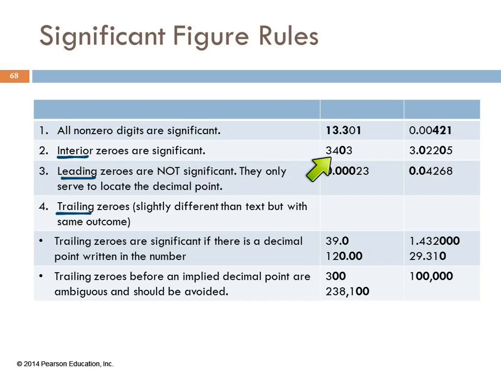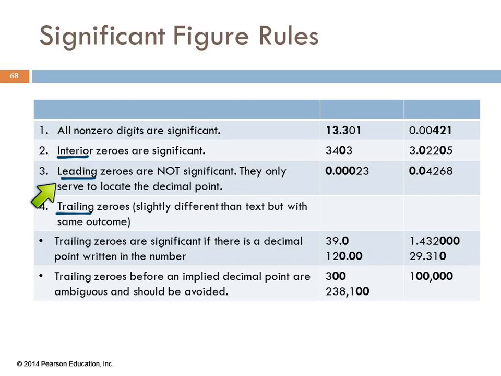So here, 3,403. This zero is an interior zero. It's trapped between non-zero digits. So those always count. And over here, this number has two interior zeros. Doesn't matter whether they're before or after the decimal point. They're stuck between, right?